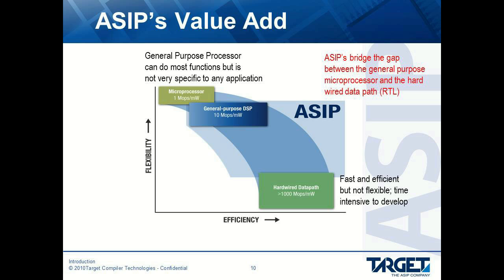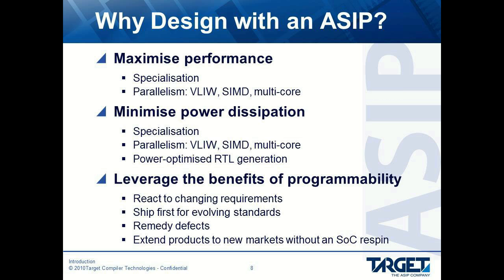ASIPs, the application-specific instruction set processor, bridge the gap between the general-purpose microprocessor and the hardwired RTL. ASIPs are programmable and with their custom instruction set are tuned to your application. So why design with an ASIP? You can maximize your performance, you can minimize power dissipation, and you can leverage the benefits of programmability.